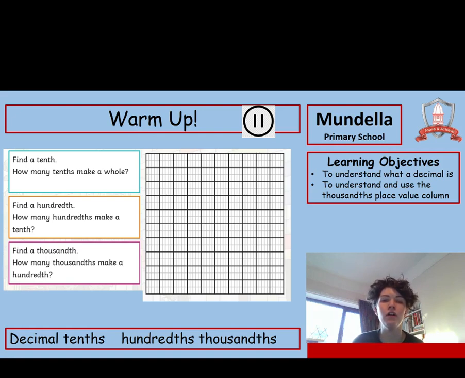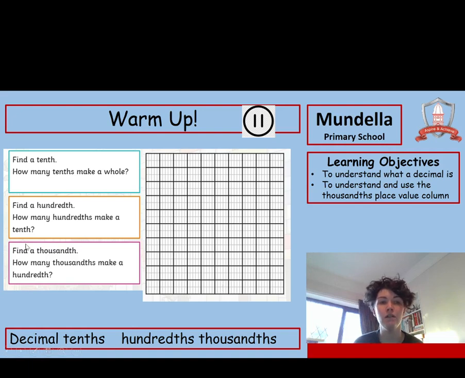So to start, I'd like you please to have a little look at what is on the screen. You can see we've got a 100 square and I've split the 100 square into smaller squares, so actually here you've got thousandths represented. So what I'd like you to do first of all is to find 1/10 of this entire shape. Remember that this entire 100 square is one whole.